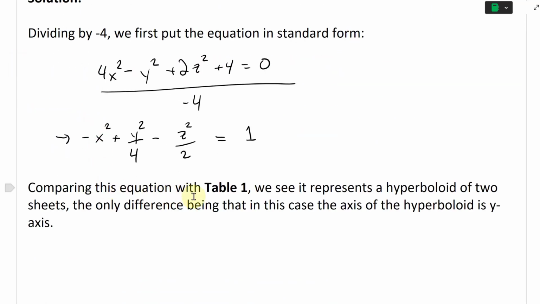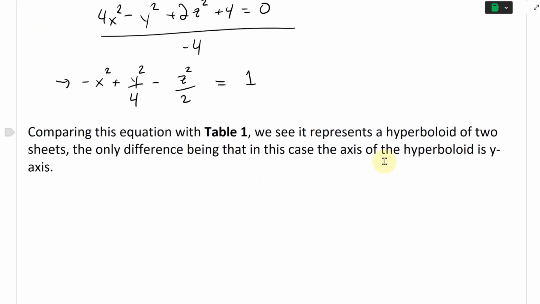And so comparing this equation with table 1, we see it represents a hyperboloid of two sheets. The only difference being that in this case, the axis of the hyperboloid is the y-axis. Is the y-axis, like that.